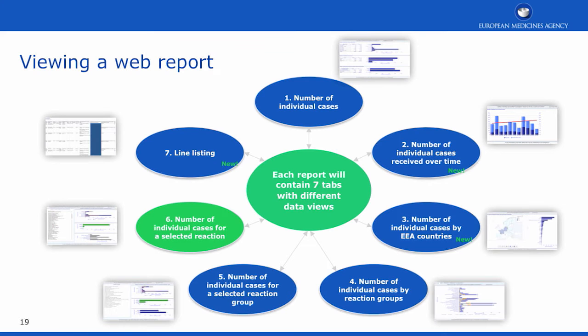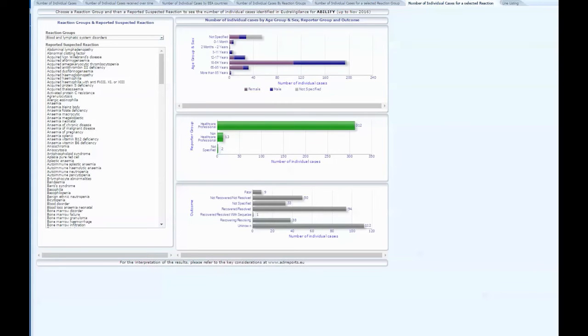The sixth tab displays the number of individual cases for a selected reaction. This tab provides a similar view to the previous tab, only data can be filtered to the level of an individual reaction type within a reaction group. Relevant data is visualized in 3 graphs, split by age group and sex, reporter group, and outcome respectively.